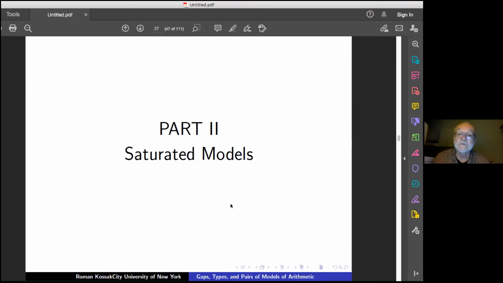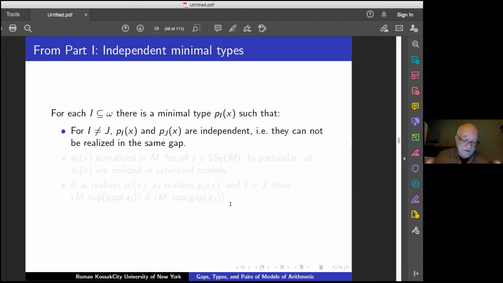Okay, so this is part two, saturated models, and if there are no credits given to results, then it all comes from Jim's paper. And this is something that we already discussed last week. One of the great tools that we have are Gaifman's minimal types, which also can be called indiscernible types. They have wonderful properties. In particular, there is a construction of a perfect tree of those types. For each subset of omega, there is one of those types.